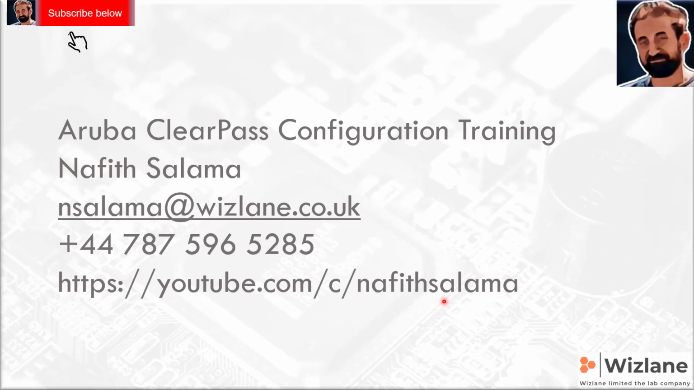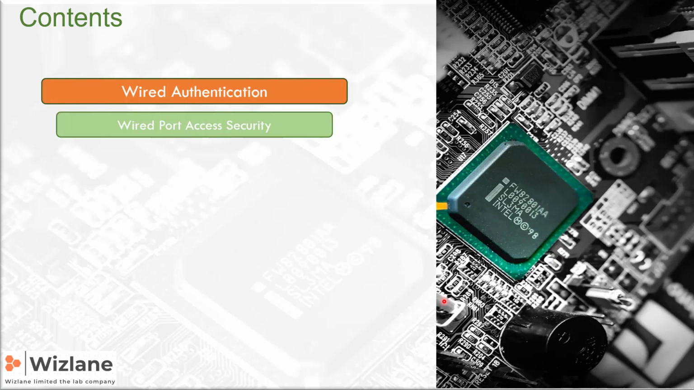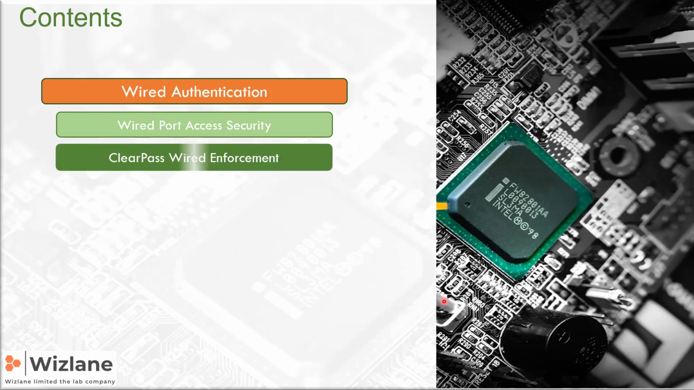In this part of the training of ClearPass configuration, which is a continuation of what we started in previous training videos, the focus of this part will be wired authentication. So we'll look at what settings or what kind of security access control can be done on the port. Plus, we will delve into the wired enforcement ClearPass, also what ClearPass can do for us.